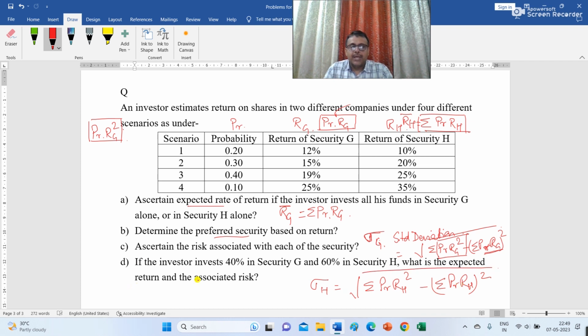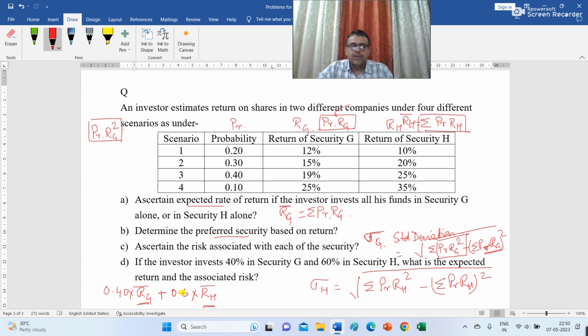Now, in question D, if 40% of the fund is invested in security G and 60% is invested in security H, then what is the expected return? That is the combined return. So the expected return in that case will give you 0.4 multiply with RG bar plus 0.6 into the expected return of security H. So RG bar is basically the expected return of security G, and RH bar is the expected return of security H.